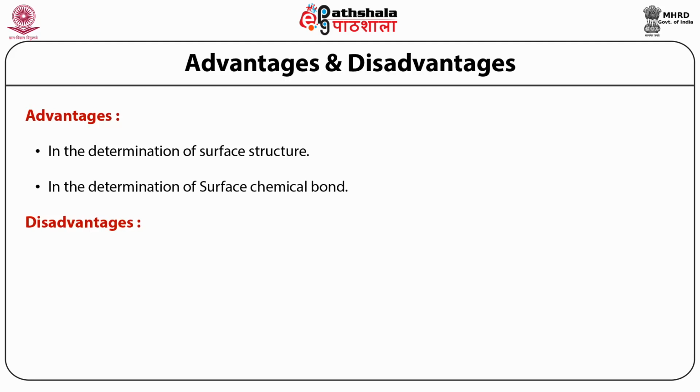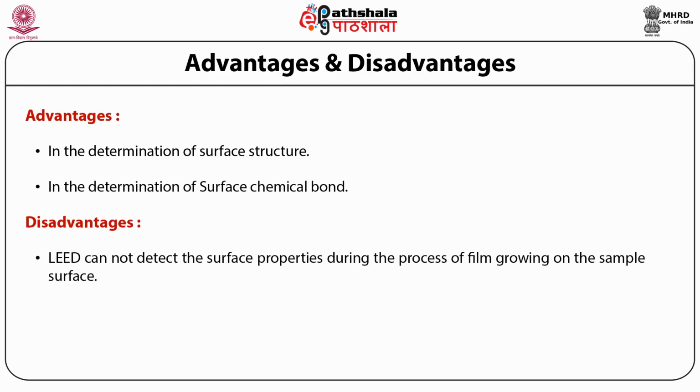that this cannot detect the surface properties during the process of film growing on the sample surface. That means when the film is being grown in dynamic conditions, it will be difficult for the surface properties to be measured with the help of the low energy electron diffraction technique. These are some of the disadvantages that this technique possesses.